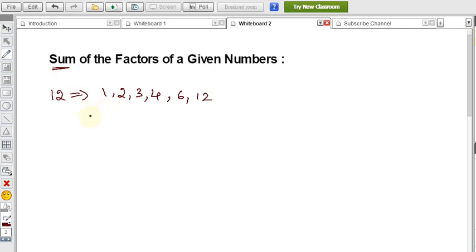Now let us check first how much you get. 1 plus 2 plus 3 plus 4 plus 6 plus 12 is 28. So the sum we are getting is 28 in total. So this is very tough, always writing all the factors and adding all the factors. Without doing this, let me explain the formula for this first.